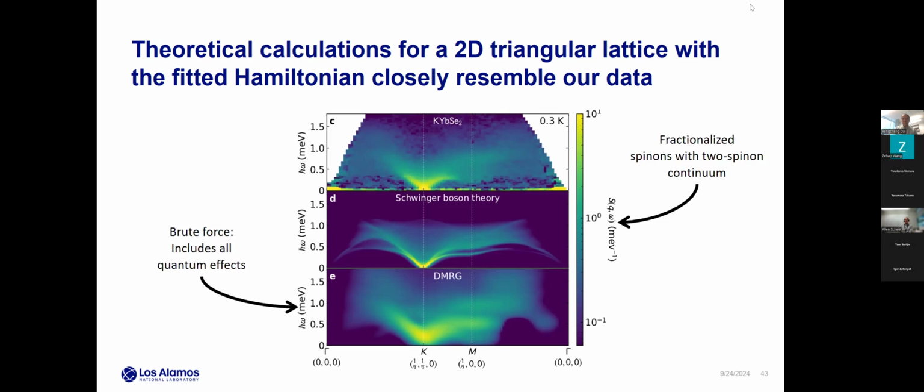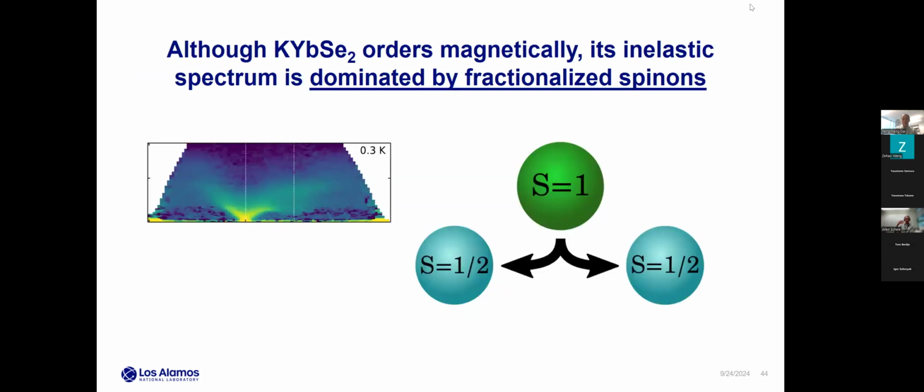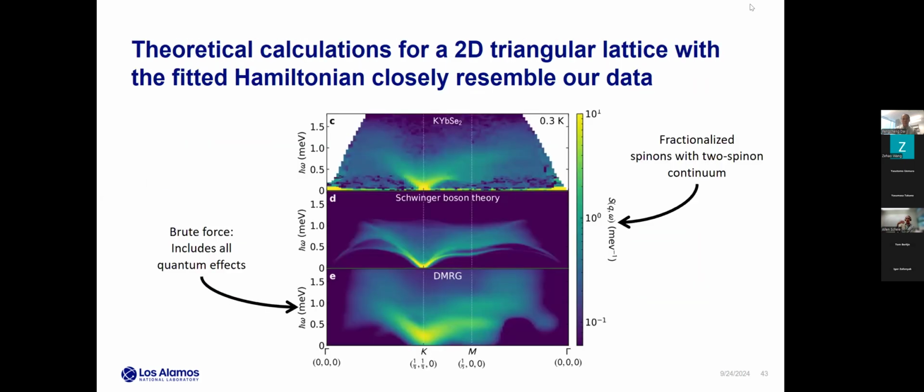Next slide, please. The Schwinger boson explicitly assumes the existence of fractionalized quasi-particles in a 2-spinon continuum. The DMRG, again, is more generic. It includes all possible quantum effects, but it suffers from finite size problems, which is why everything is very broad. But nevertheless, you can compare both of these theoretical approaches to the data, and you see very strong resemblance, especially if you squint and compare the DMRG to the data.